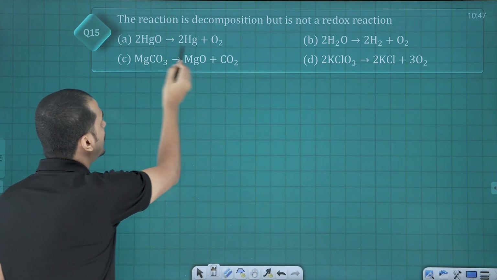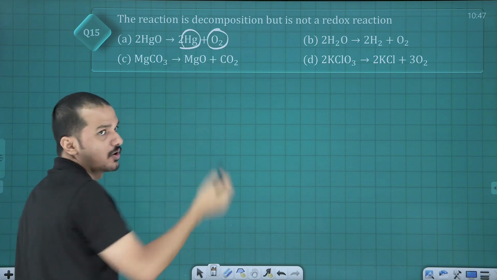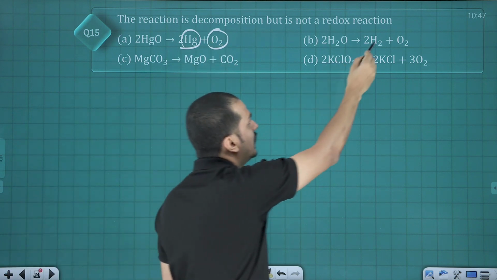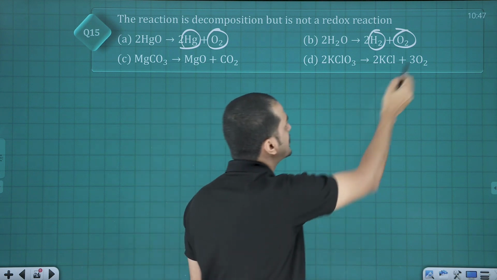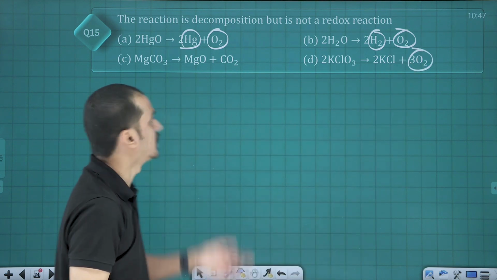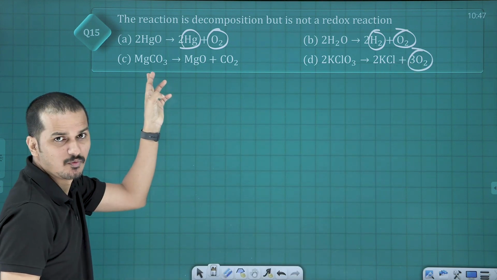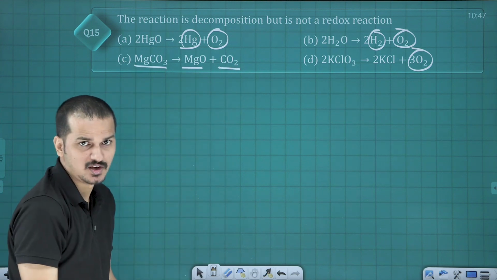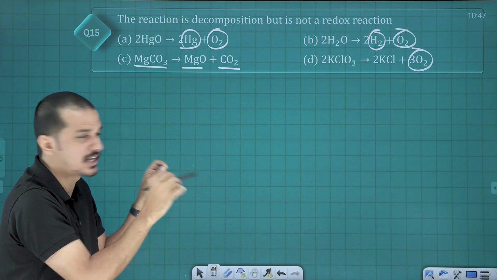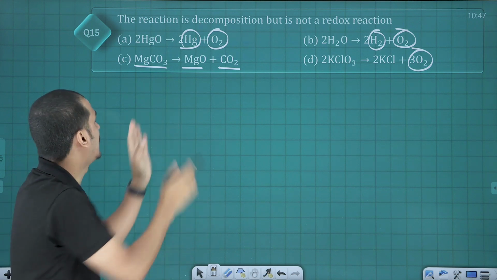So here you can see in the product side the elements are mercury and oxygen, so it is redox. What about here? This one also has hydrogen and oxygen, it's a redox. And here also you can see redox. That also is redox. What about this one? Once you look here, it's a compound, this is a compound, this is a compound. So the possibility of a redox reaction is very less. So that is our answer.